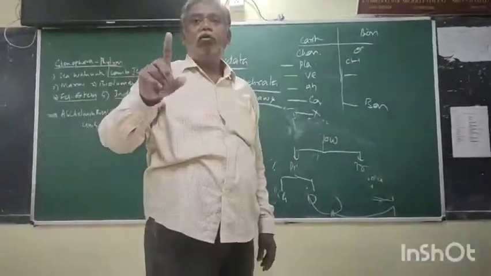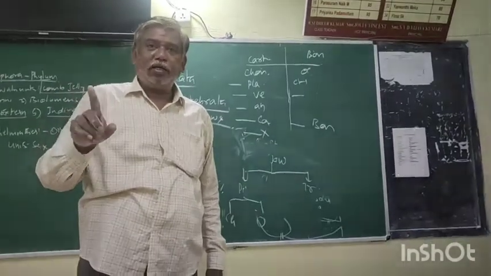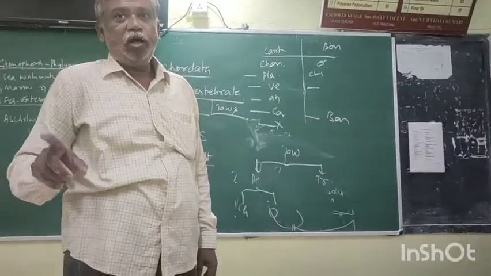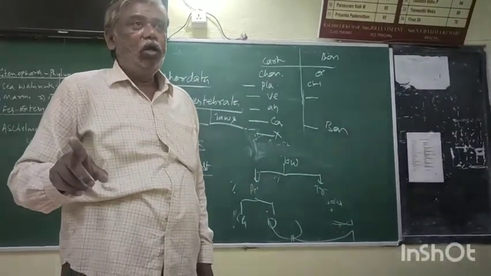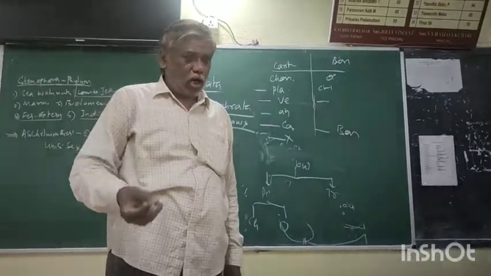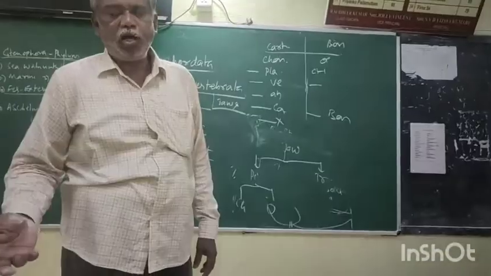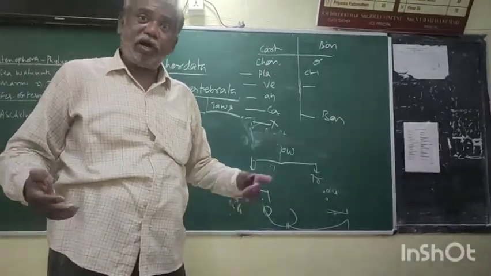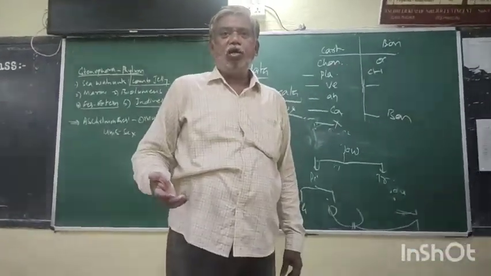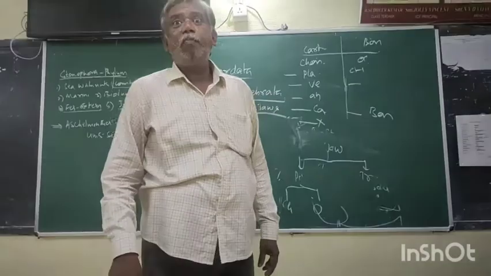Right. Unisexual. Internal fertilization. Oviparous. Right. Among these birds, some are flightless. Suppose ostrich is a flightless bird. Now come to the mammals.